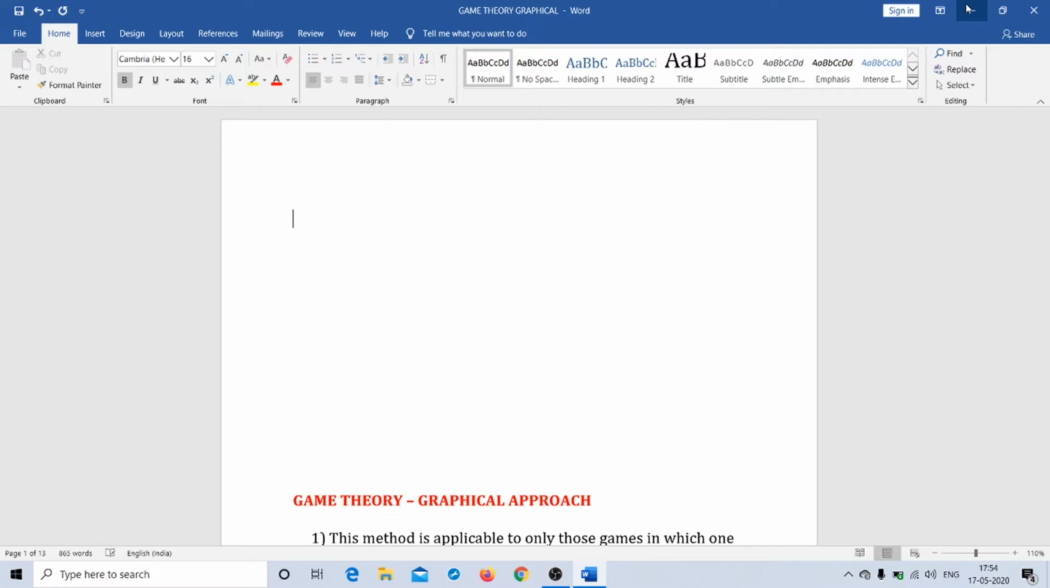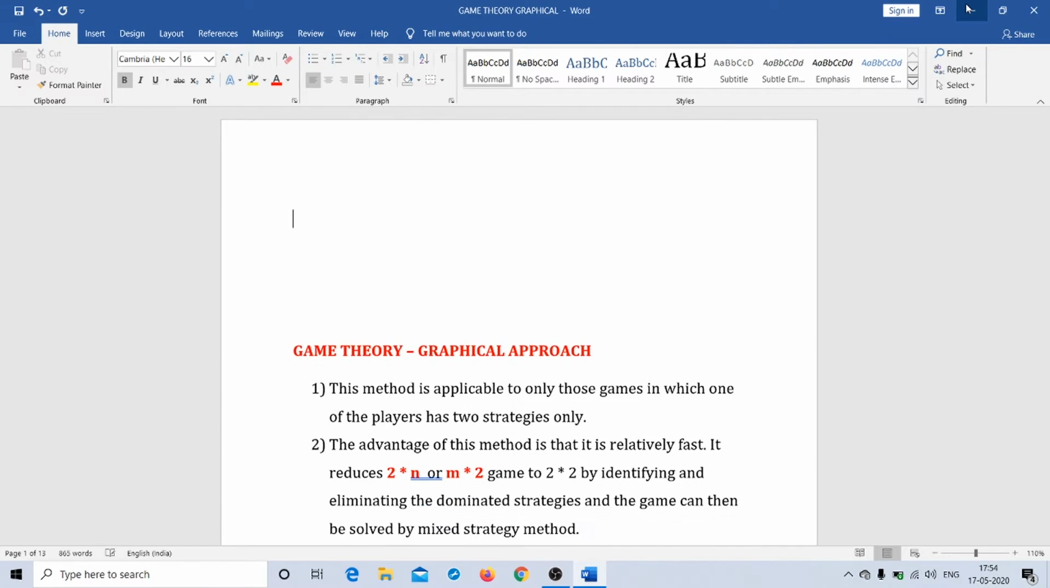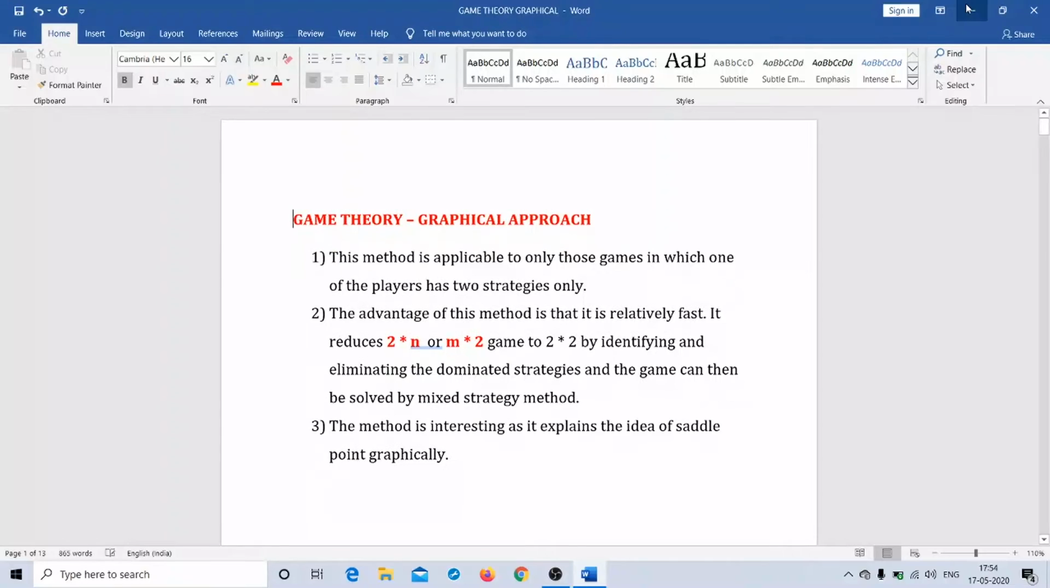Now, in this particular video, we are going to look at the last aspect of game theory, and that is nothing but the graphical approach. A couple of points before we proceed and try to understand how we solve problems related to game theory using the graphical approach.